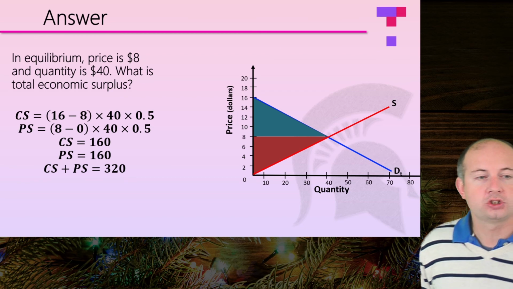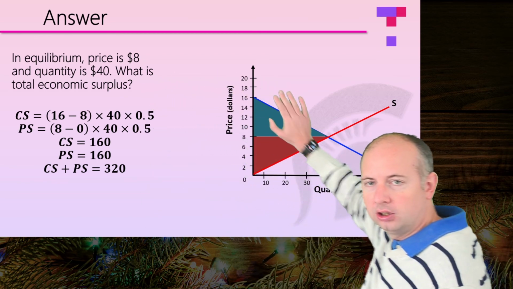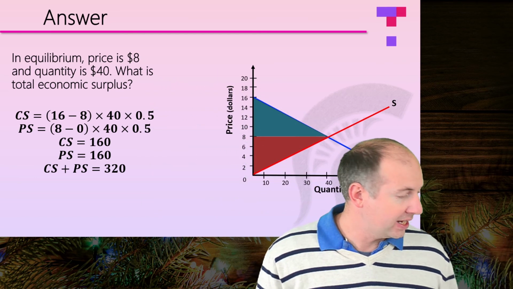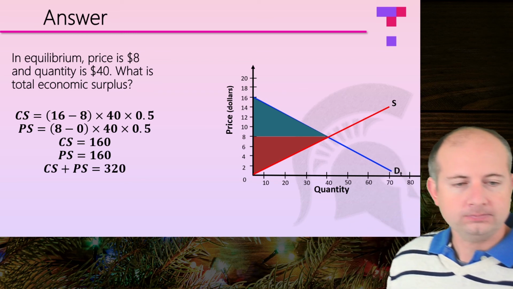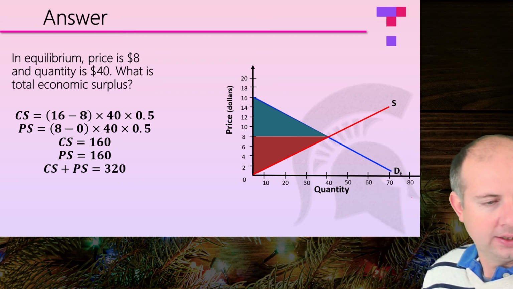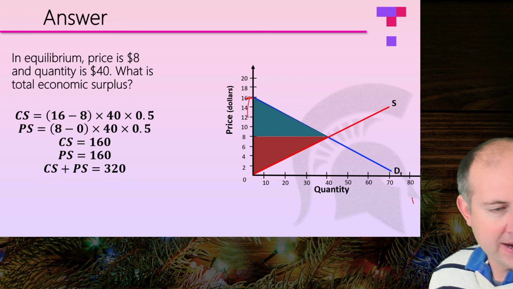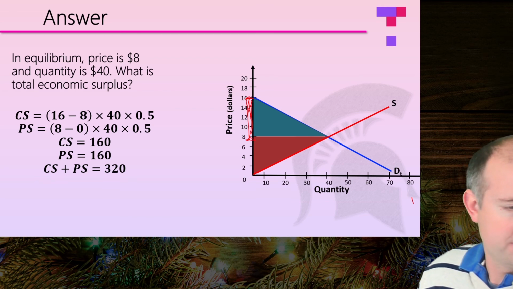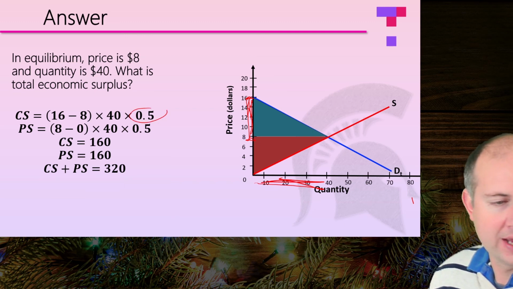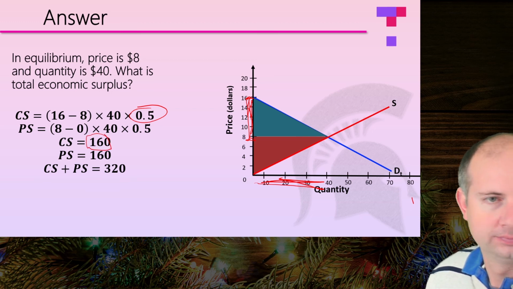So consumer surplus is the one in this teal color. What is that equal to? We take our height, which goes from 8 to 16. So 16 minus 8 is our height. The base of the triangle is 40. There's 40 units in equilibrium, times a half because we have a triangle. That equals 160.